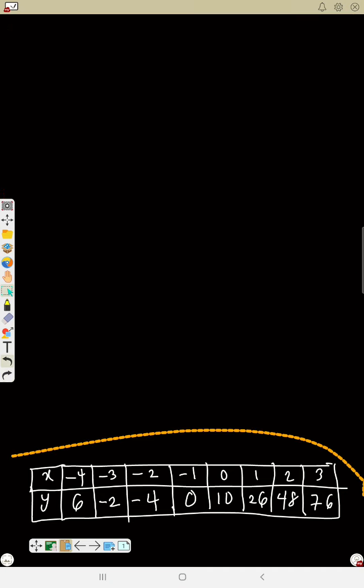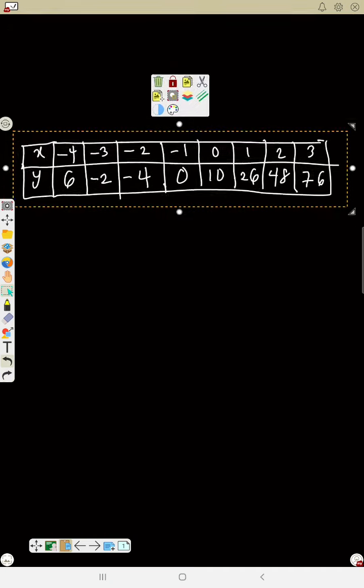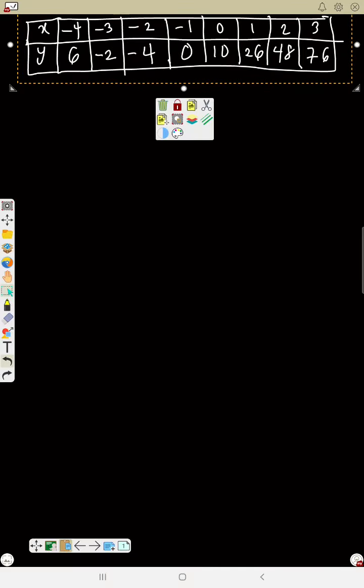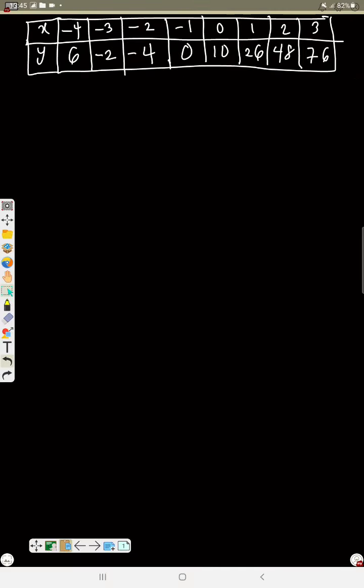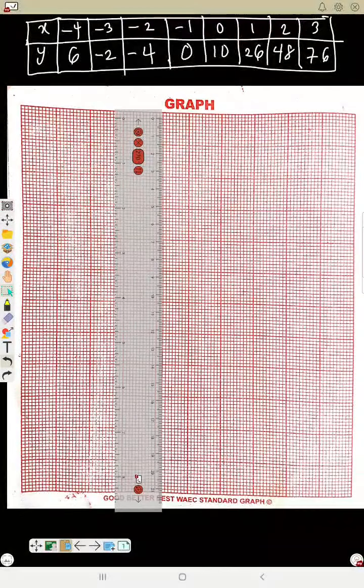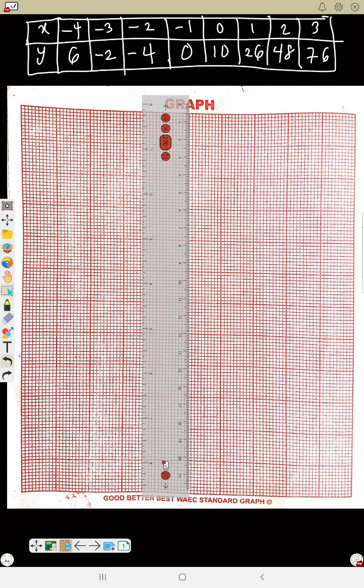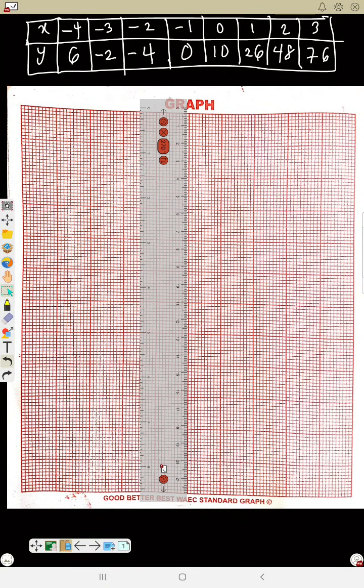So we need to use this table to plot the graph. So that is the table. So let's see the graph. So this is the graph. To plot the graph, we need to know our x and y axis. So let's have our x and y axis.